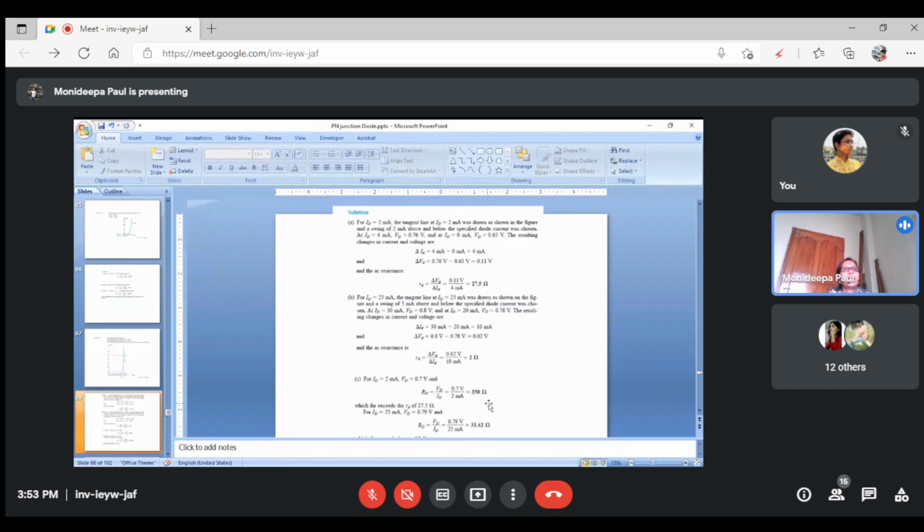So we can easily use the diode as a rectifier. That means we can easily convert AC to DC using the diode, because AC resistance is very low compared to the DC. Any doubt up to this?